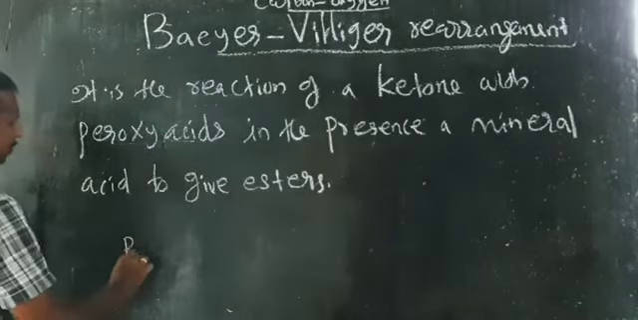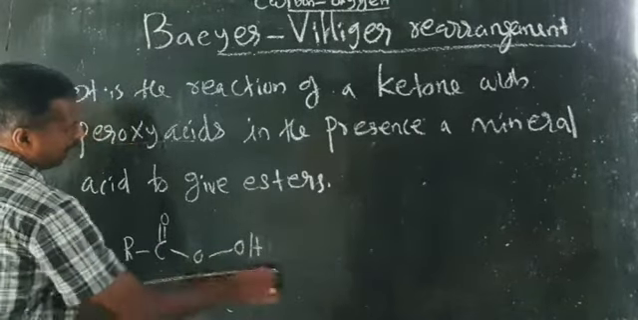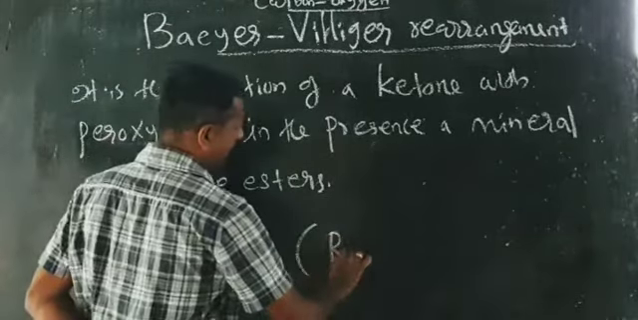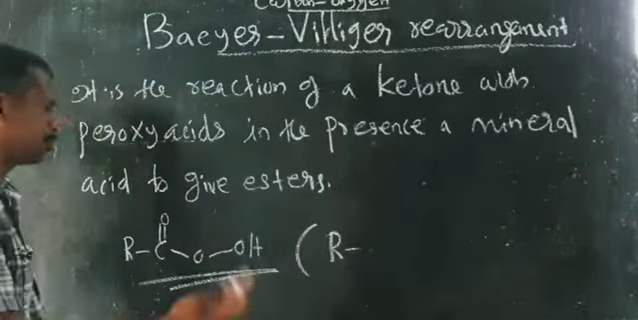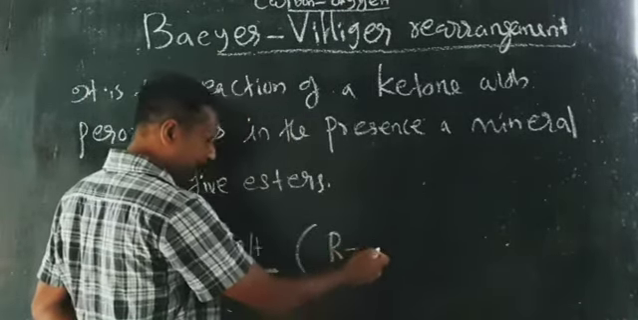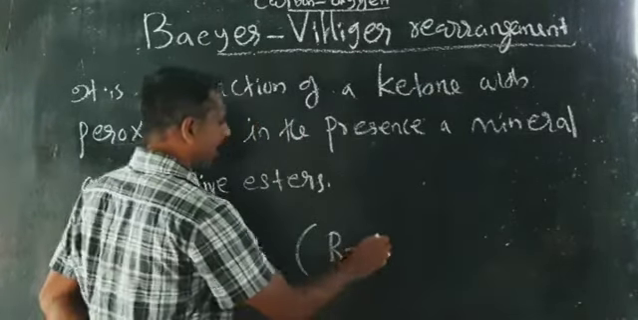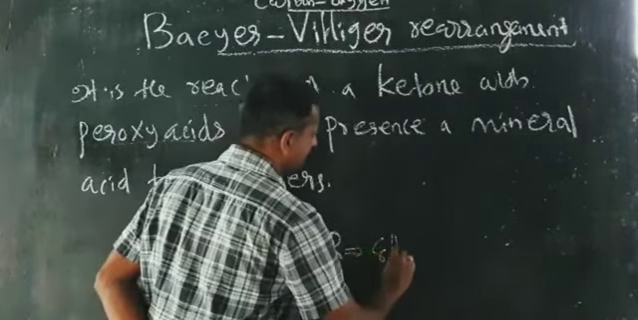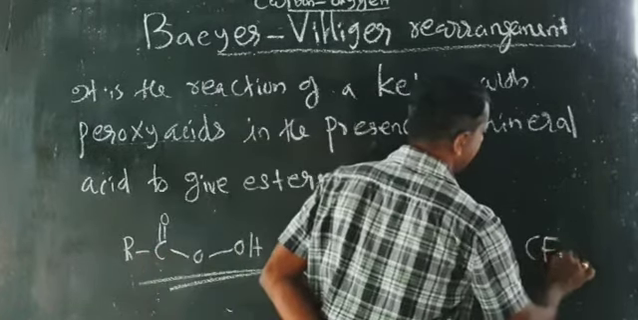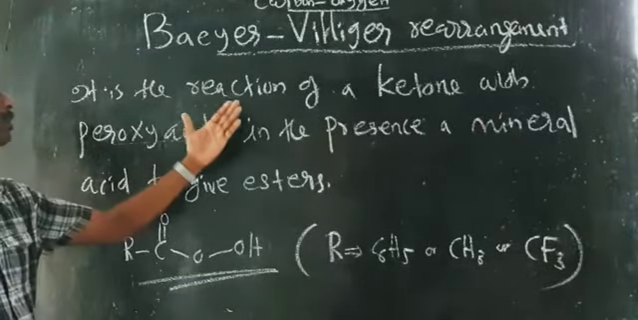What do you mean by peroxy acid? RC double bond O OH. This is peroxy acid. There R can be, that means peroxy benzoic acid, that means R can be a ring, or it can be CH3 or CF3. That means R could be C6H5 or CH3 or CF3. So this type of peroxy acid can be used for a Baeyer Villiger rearrangement.